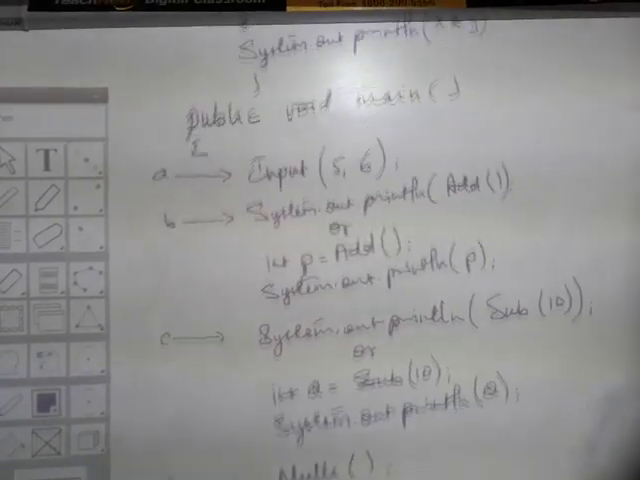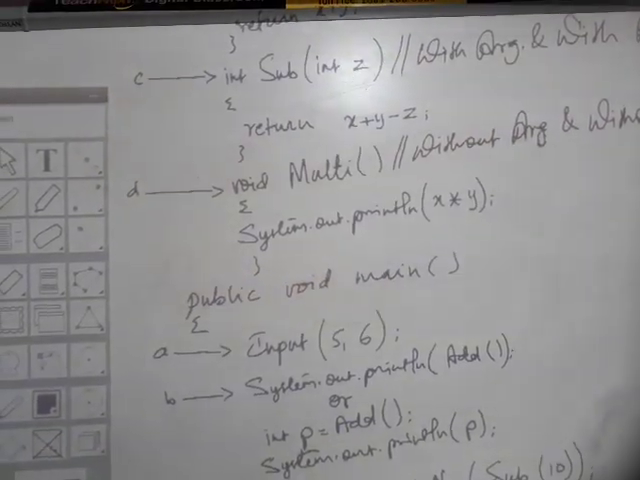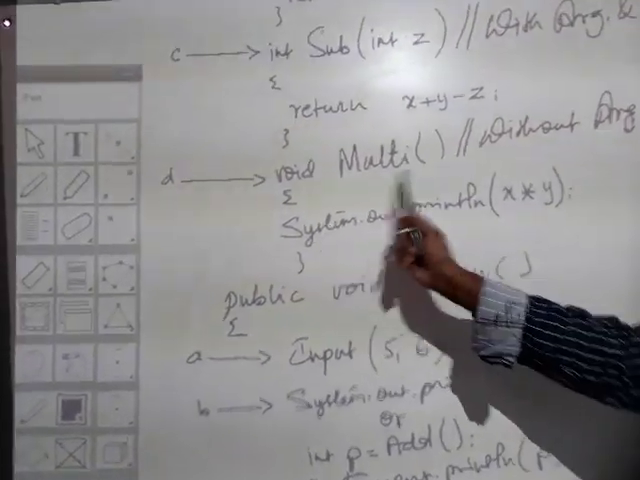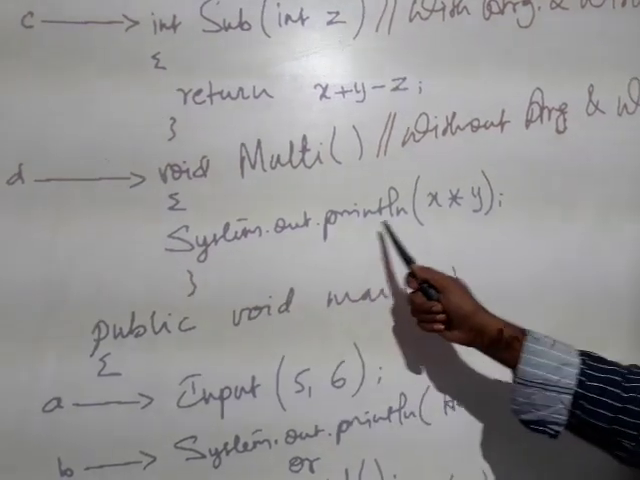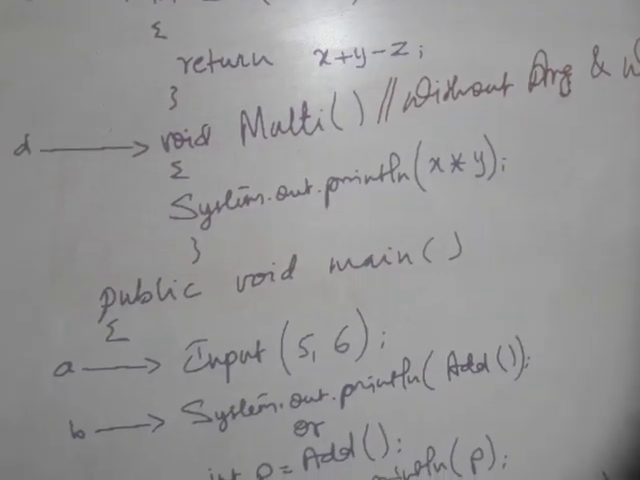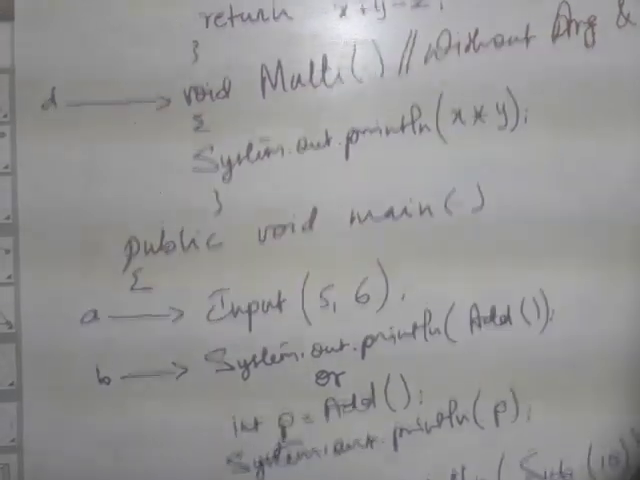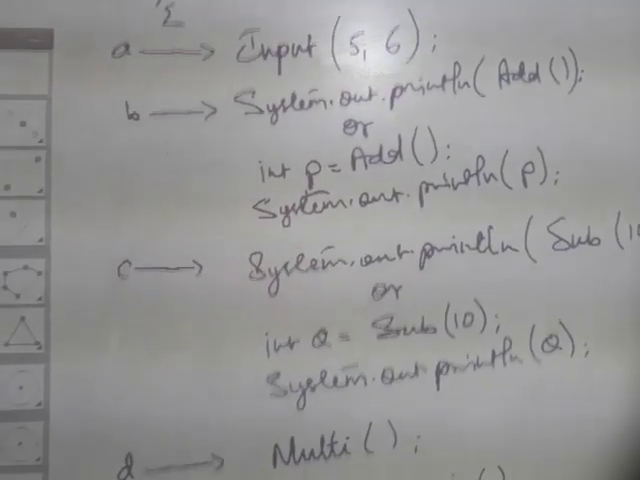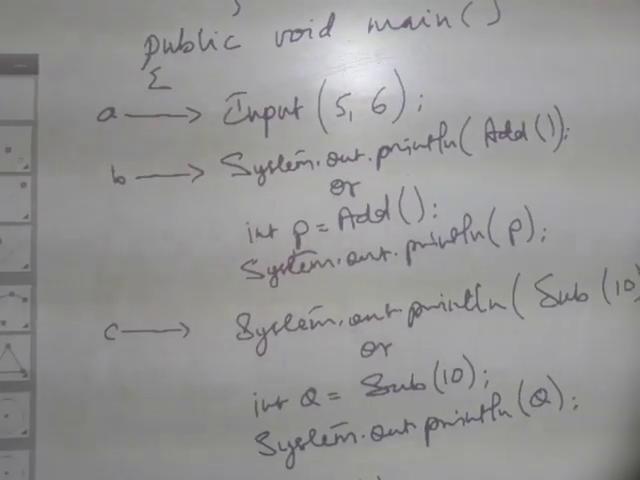Here we have the next one, that is void multi, which is without argument, without return. So System.out.println(x * y). Then how are we going to invoke these functions? Here, look at this main method. We are going to call these functions.